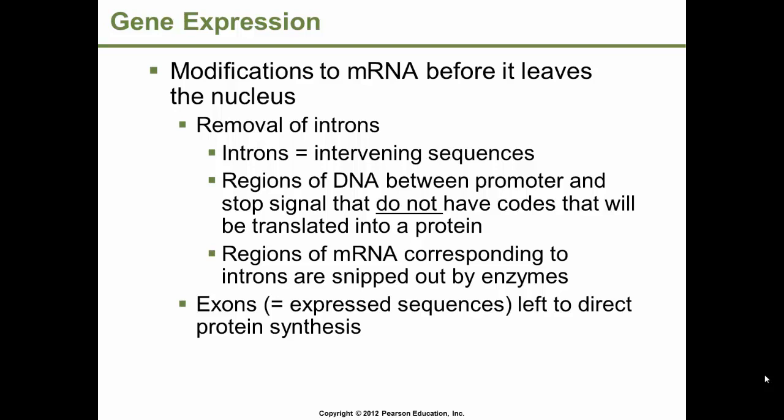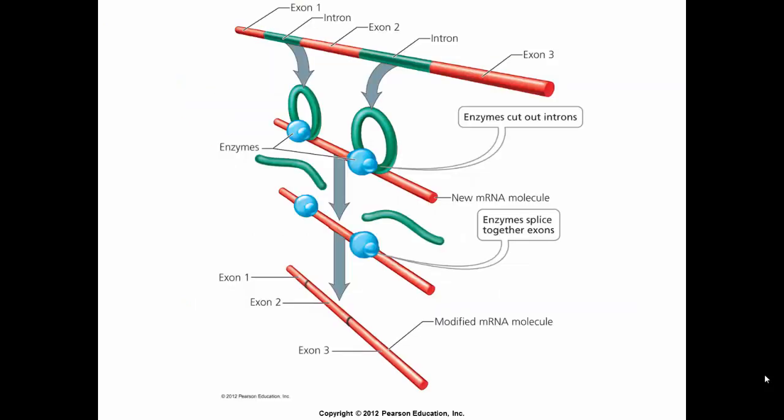Exon standing for expressed. And this is an image showing the initial transcribed messenger RNA molecule. Up at the top you see exon 1, intron, exon 2, intron, exon 3. Next step down, enzymes are going to cut those intron areas out. Enzymes will splice this section together, and so what will be transported out into the cytoplasm to be translated into a protein will be the exons.